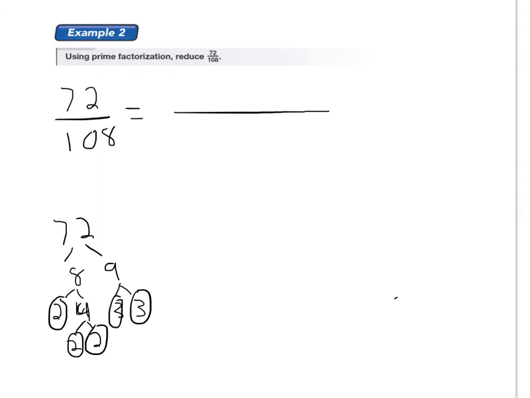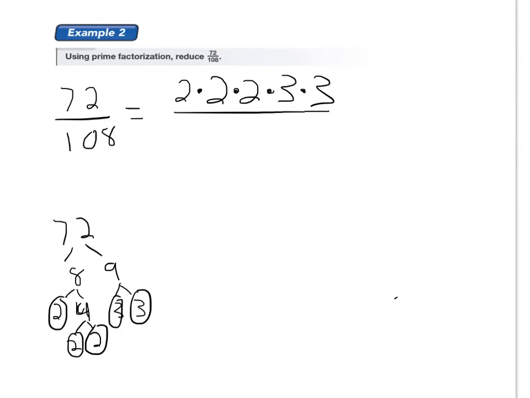So now what I'm going to do is on the top of this fraction here, I'm going to write down all these prime factors in order from least to greatest. So I'm going to put 2 times 2 times 2 times 3 times 3, because that was all the prime factors of 72. 2 times 2 times 2 times 3 times 3.